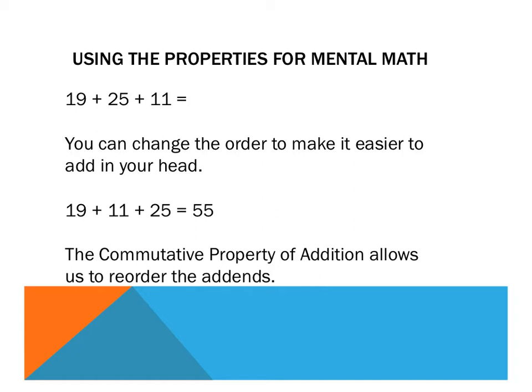If you go ahead and change it to 19 plus 11, those come together easily. You get the nice round number of 30. Then, mentally, you can add 30 plus 25 pretty easily in your head to get 55. The commutative property of addition allows us to reorder the addends.